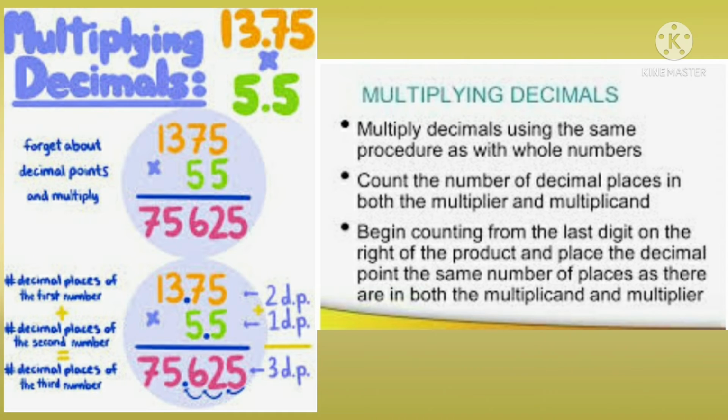To move to the next basic operation, multiplication of decimals, we forget about the decimal points and multiply the two numbers like any two whole numbers. Then we count the number of decimal places in the multiplier and multiplicand, and from the right-hand side we put the decimal point that many places in.